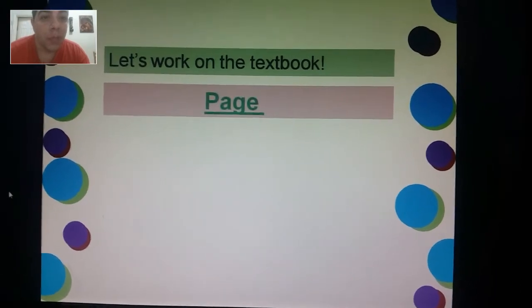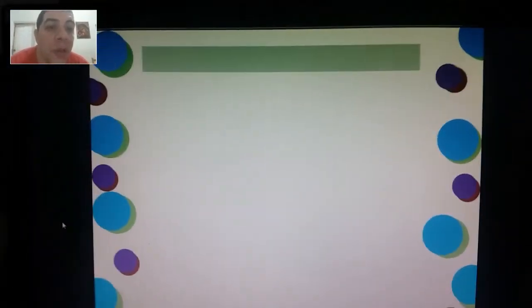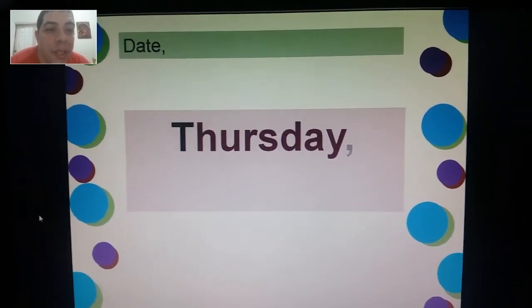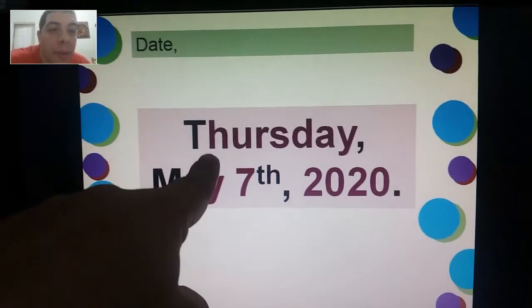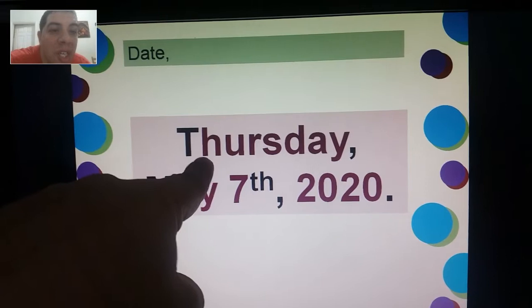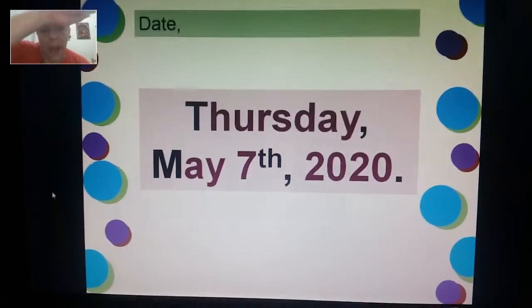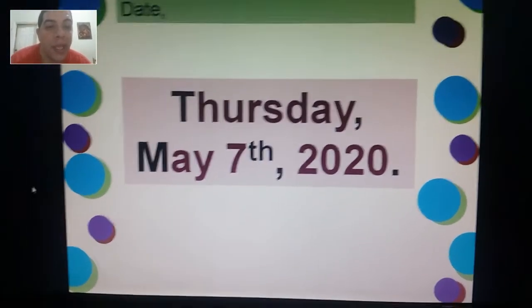So what page, Mr. Zuniga? Page 32. Page 32 looks like this. So I want you to print the date over here right now, because that's the first thing we do. We create a heading with the date. By the way, today is Thursday, May 7th, 2020. Remember, Thursday needs H. Don't forget to capitalize, the use of commas, period, superscript th.